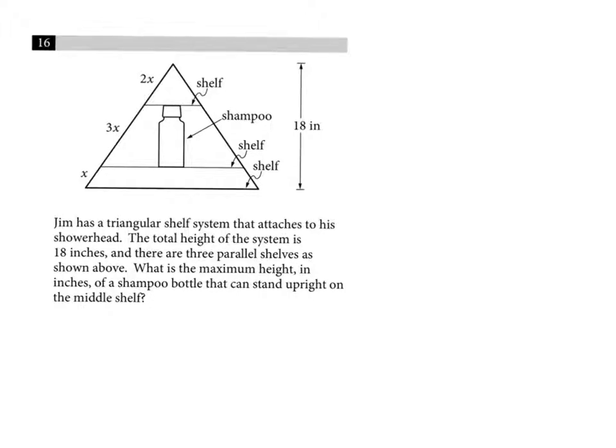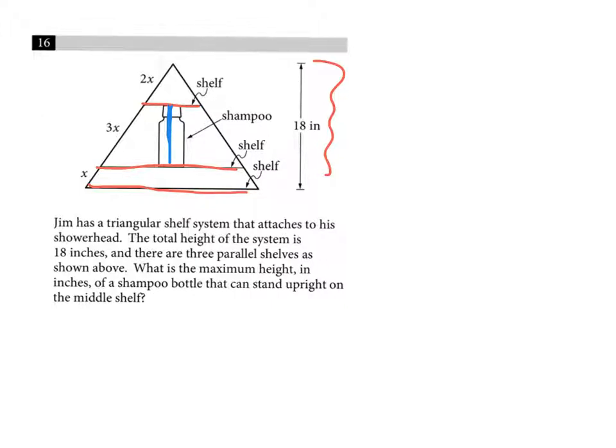Problem 16. Jim has a triangular shelf system that attaches to his shower head. The total height of the system is 18 inches, and there are 3 parallel shelves as shown above. What is the maximum height in inches that a shampoo bottle can stand upright in the middle shelf? Well, here's what we have going on in this particular problem.